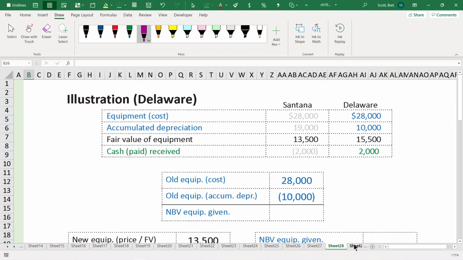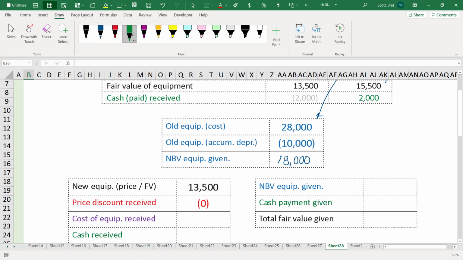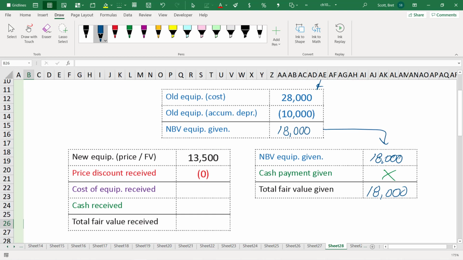Now let's look at Delaware. Let's look at the other side of the transaction. As part of our analysis, we can see that Delaware's overall book value that they're giving up is $18,000. They receive cash. They didn't get cash in this case, so just put a little X there. Take the $18,000 and plug it right there. $18,000 is coming off the books. There's no cash payment, so the overall amount coming off the books is $18,000.